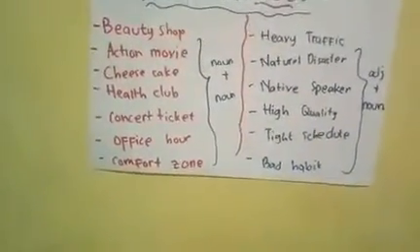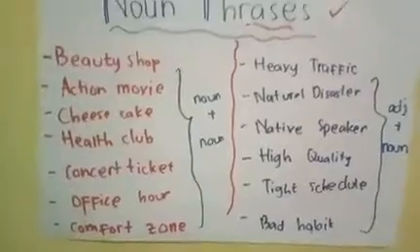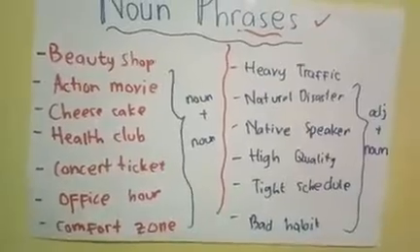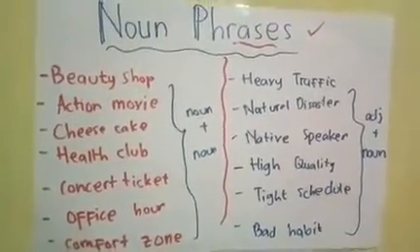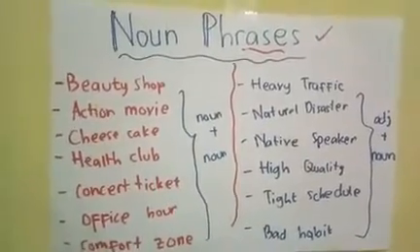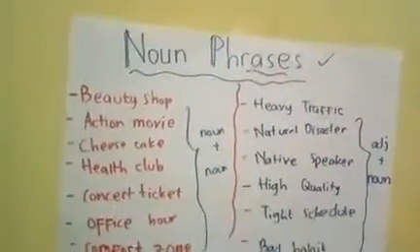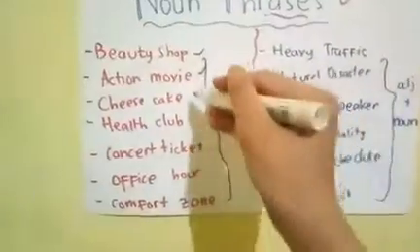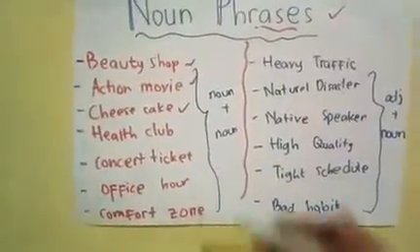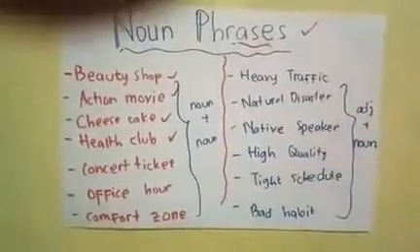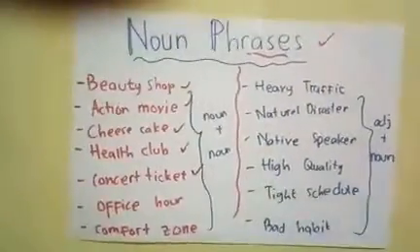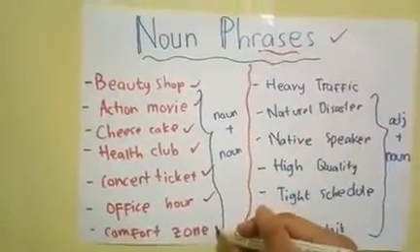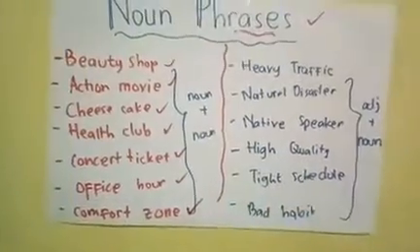Okay, look at this. There are two parts of noun phrase. You have learned this in this semester. Udah ada waktu itu. First is noun plus noun. So you can combine noun and noun. Okay, look at this. Beauty shop, toko kecantikan. Action movie, film action. Cheesecake, kue keju. Health club, klub kesehatan. Concert ticket, tiket konser. Office hour, jam kerja. Comfort zone, zona nyaman.